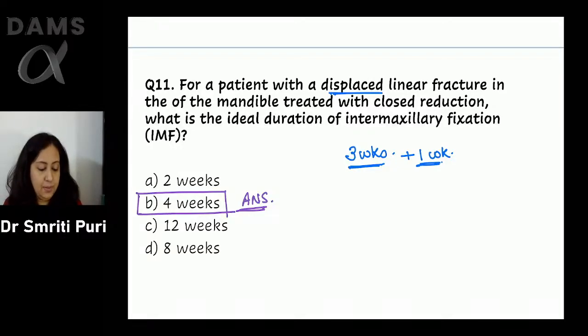Is it understood? Deepa, Utkarsh, have you understood? So 12 weeks is a very long time for IMF. It is very cumbersome for the patient. 12 weeks is 3 months. You cannot put a patient under IMF for 3 months. So this is how you are supposed to attempt your questions.